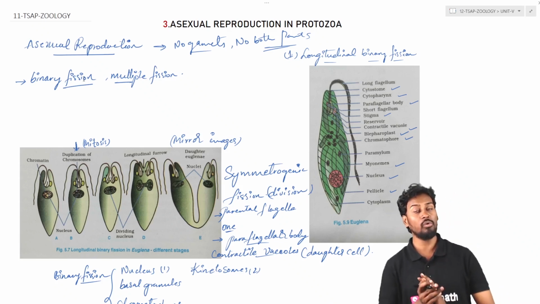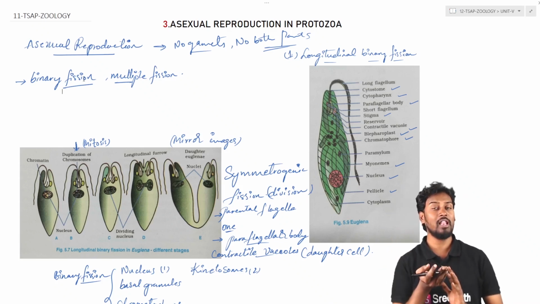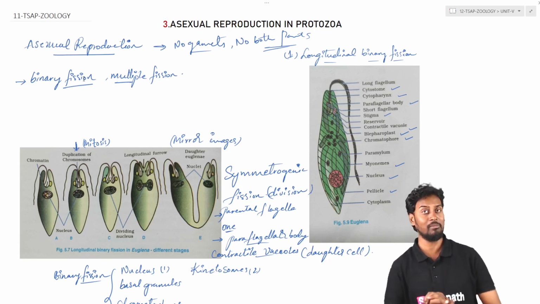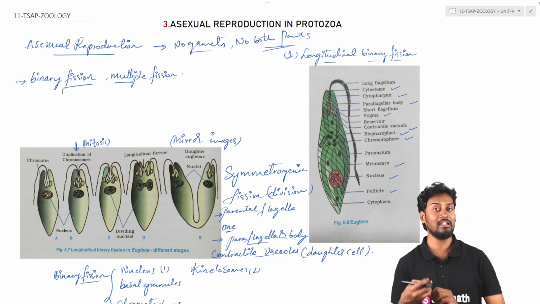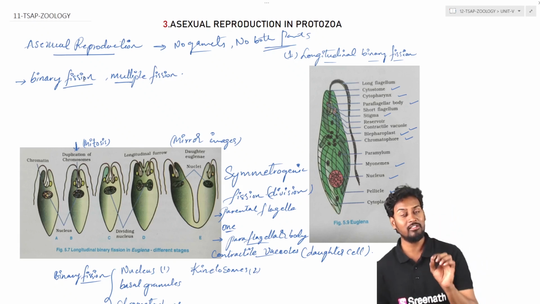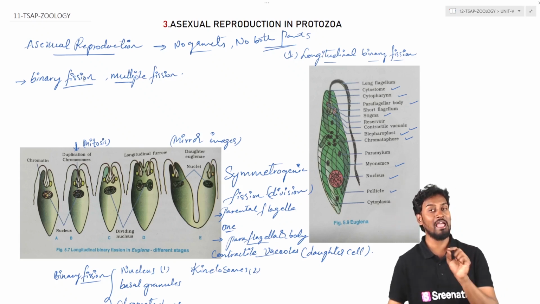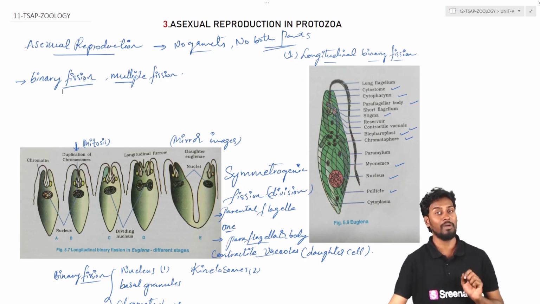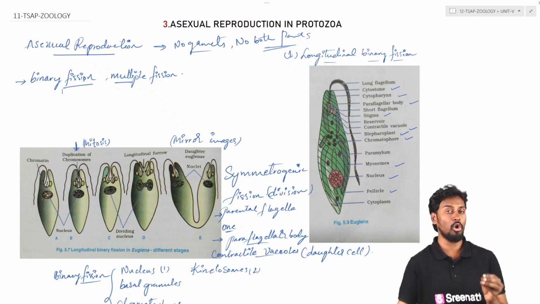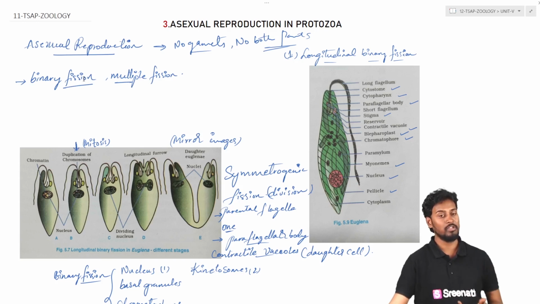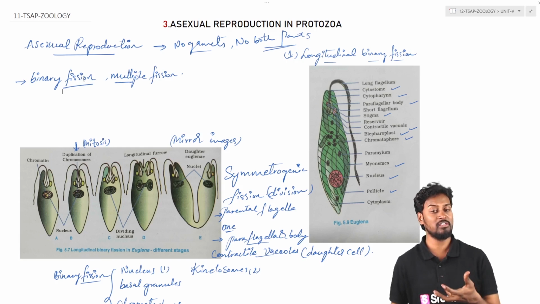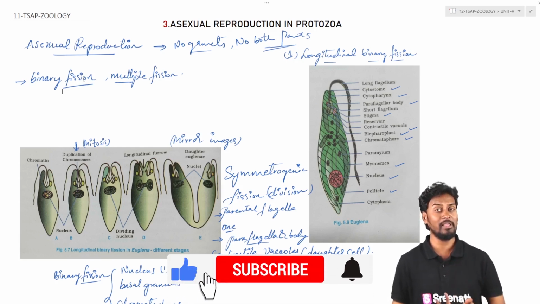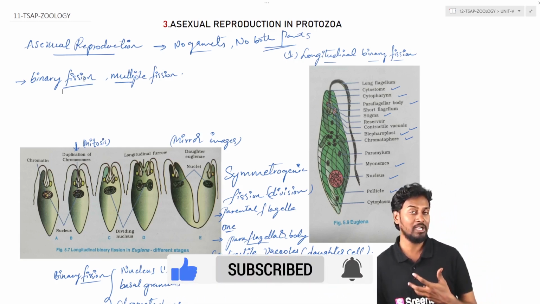In binary fission also, based on the axis, that is the particular principal axis along which the binary fission takes place, we divide them into longitudinal binary fission and transverse binary fission. So it is wholly and solely based on the angle or axis of binary fission that we divide them into longitudinal and transverse binary fission. Apart from these two, finally we will end the asexual reproduction, which especially takes place in protozoans, with multiple fission.